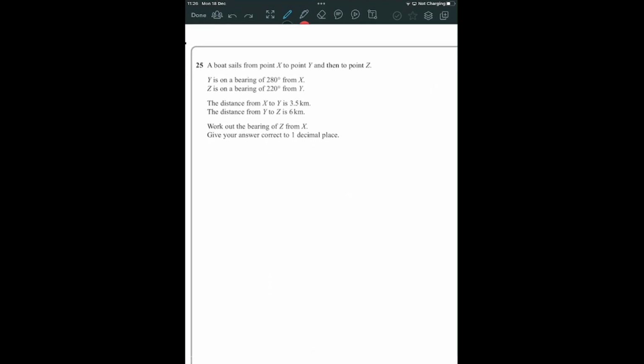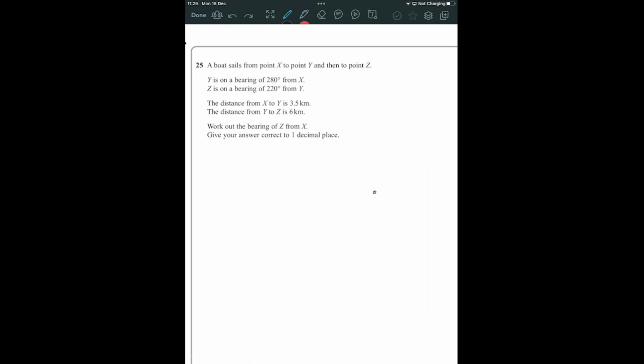A boat sails from X to Y, then to Z. We have some bearings and we have some distances, and we want to work out the final bearing. 3 points, that feels like a triangle. This feels like a sine or cosine rule question. Problem is, we're going to have to try and draw this quite carefully.